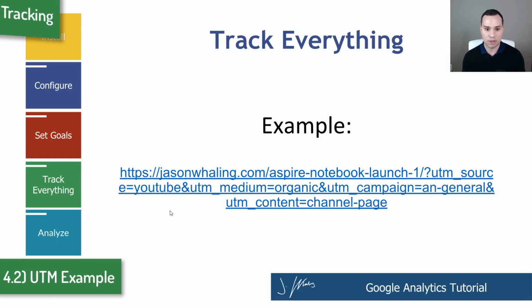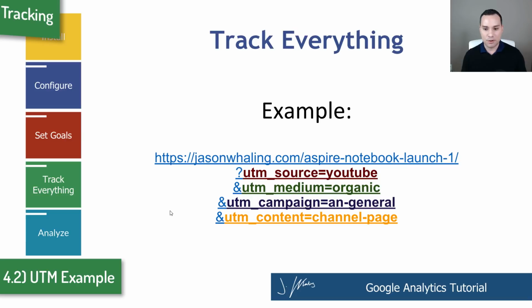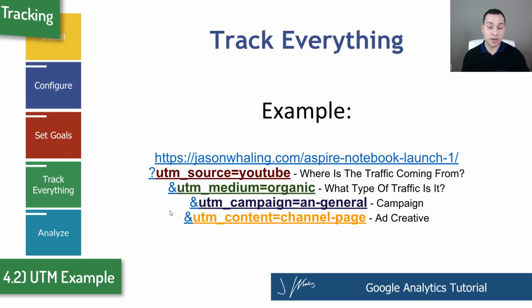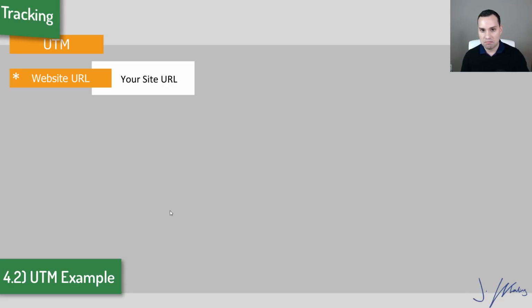So this is what a UTM parameter looks like. We have jasonwhaling.com/aspire-notebook/. What is all this? If we break it down, you can see we have a source, a medium, and a campaign, then we skipped term for this one, and we have content. We'll go through each in detail, but essentially source is where the traffic is coming from, medium is what type of traffic it is, the campaign equals the campaign name, and the content is the creative of whatever the source of the traffic was. In this instance, this is one of my YouTube channel pages. So this is telling Google Analytics that whoever clicks on this link is coming from one of our YouTube channel pages, and it's from a general campaign.